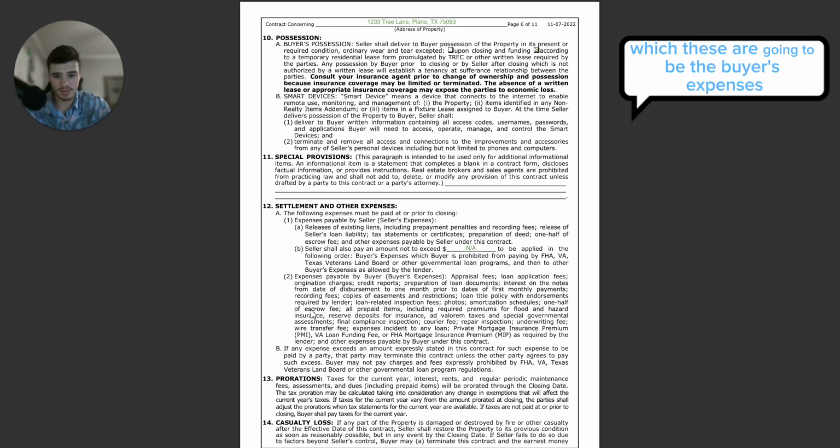Expenses payable by the buyer, which are going to be the buyer's expenses. These are going to be appraisal fees, loan application fees, origination charges, credit reports, preparation of loan documents, interest on the notes from date of disbursement to 1 month prior to dates of first monthly payments, recording fees, copies of easements and restrictions, loan title policy with endorsements required by the lender, loan-related inspection fees, photos, amortization schedule, 1/2 of the escrow fee, all prepaid items including required premiums for flood and hazard insurance, reserve deposits for insurance, ad valorem taxes, and special governmental assessments, final compliance inspection, courier fee, repair inspection, underwriting fee, water transfer fee, expenses incident to any loan, PMI.